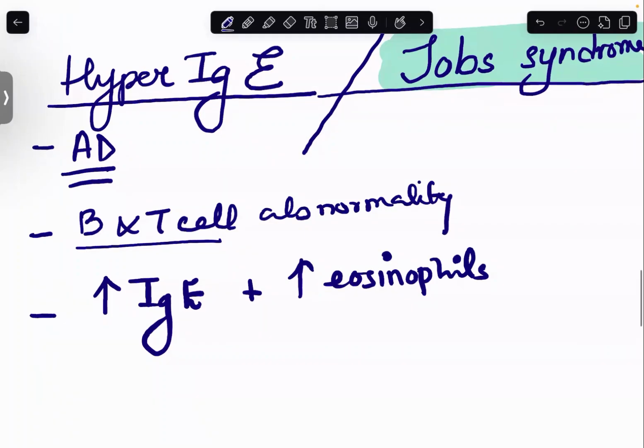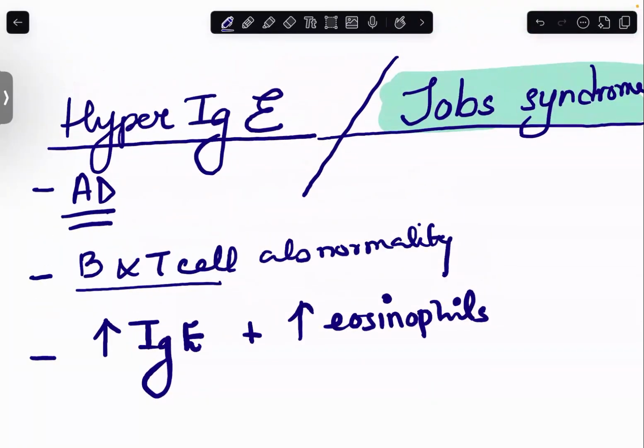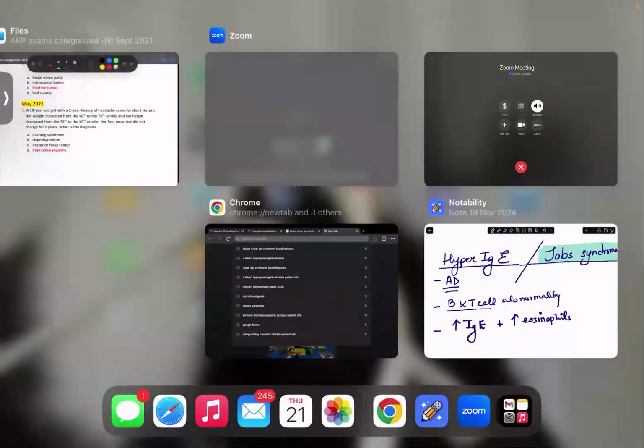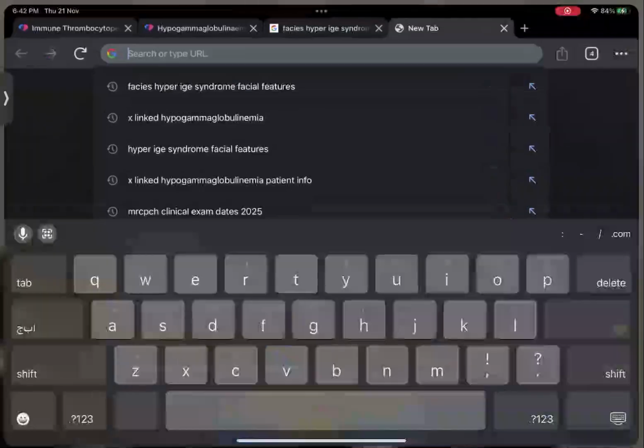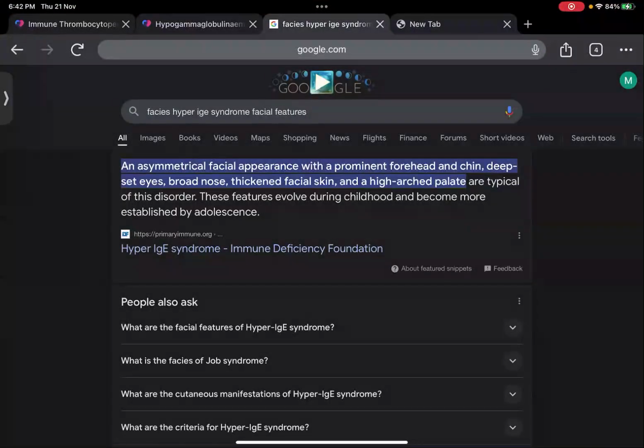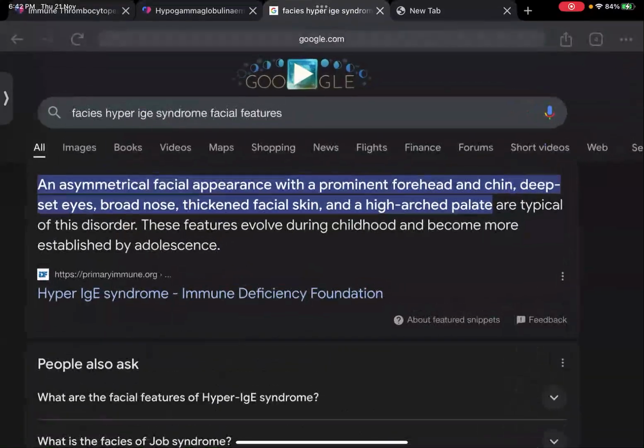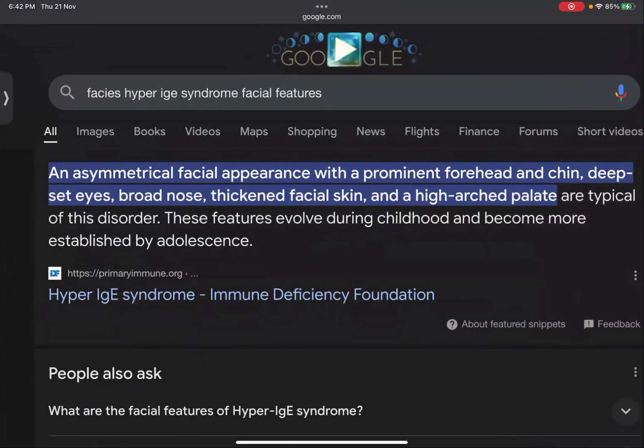Now, what are the clinical features? Normally, all the immunodeficiencies we have studied till now do not have any specific dysmorphic features. But hyper IgE does have specific features. Let me show you. First, read what's written. Asymmetric facial appearance with prominent forehead, chin, deep-set eyes, broad nose and thickened facial skin, or you can say coarse facial features, and high arched palate. Okay, now you have read it. Now I'll show you the picture. Just match with the picture.